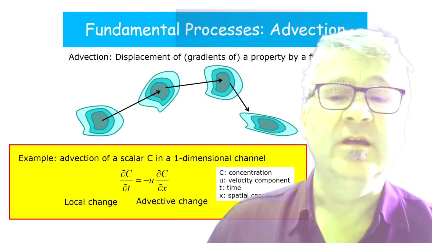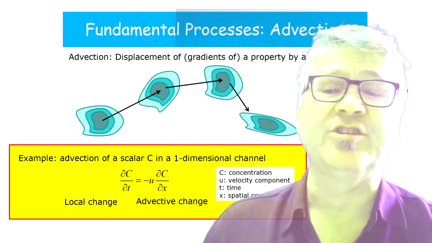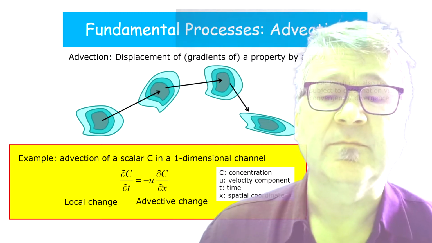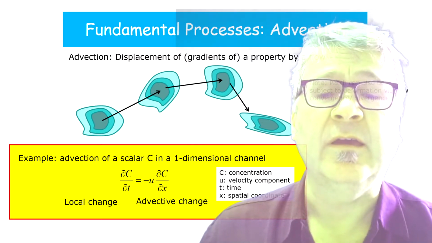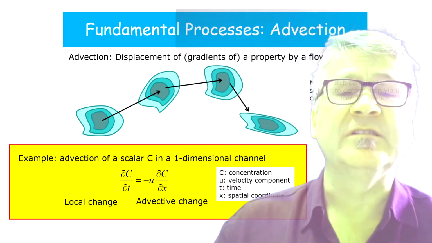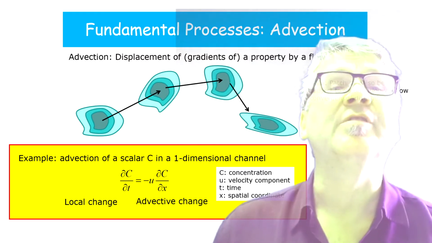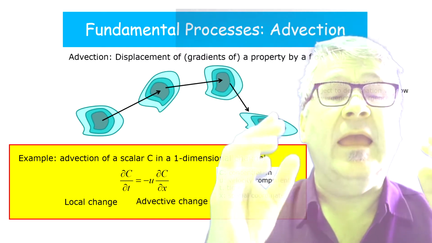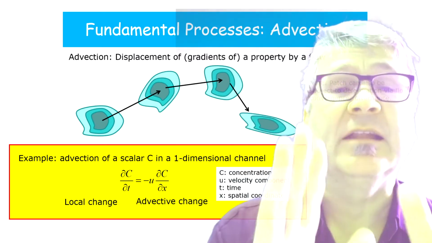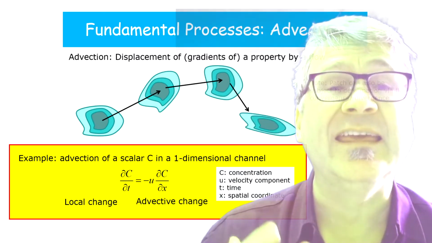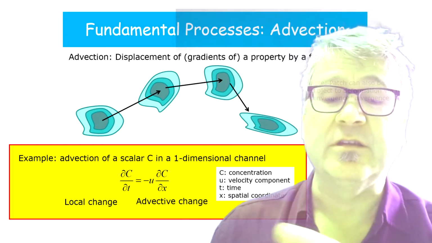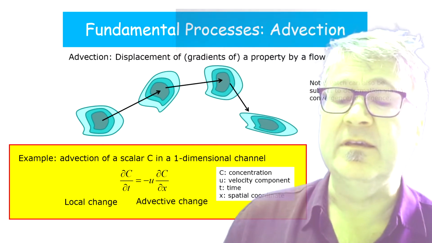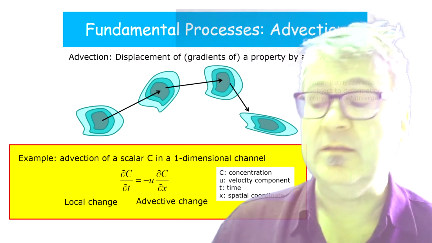Let's illustrate it here. It's a little sketch, and you can see that there is some patch of a property. As you move that around in space, you actually move around the gradient. In a one-dimensional channel, this can be formulated by an equation, and this equation is shown here in this yellow box.